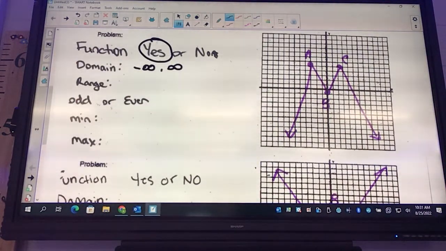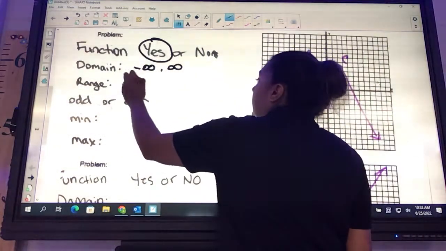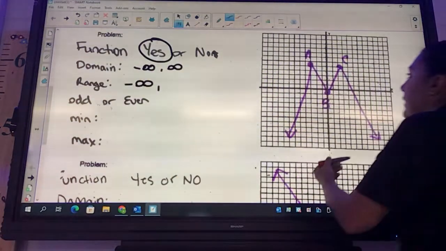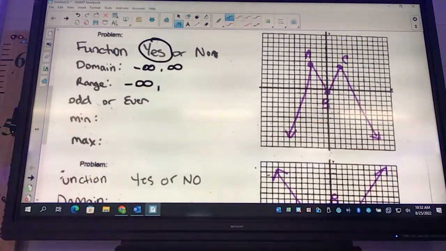Okay, what about the range? Put your pencil this way. Range. Start at the bottom of the graph. In negative infinity, because it's at the bottom, to what? Go to the very top of the graph. What's it at? 5? Yeah, 5. Okay.